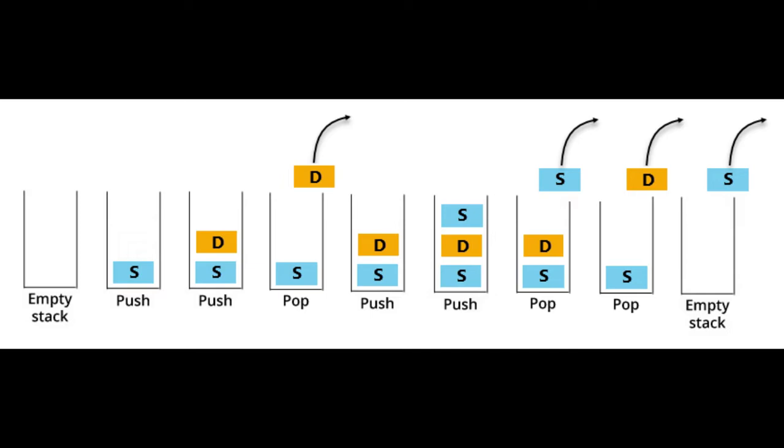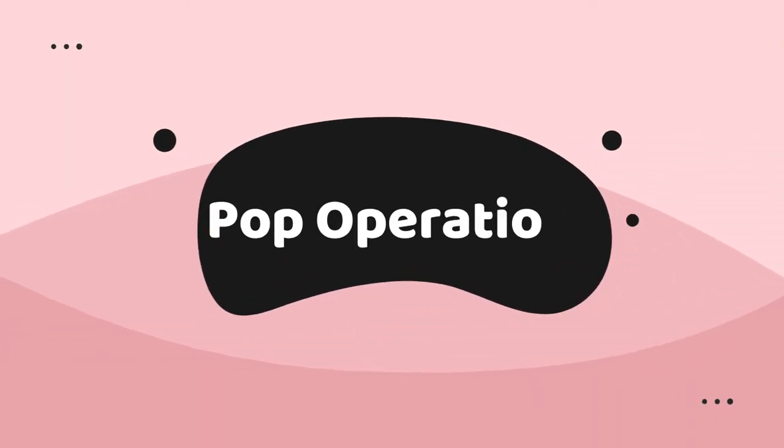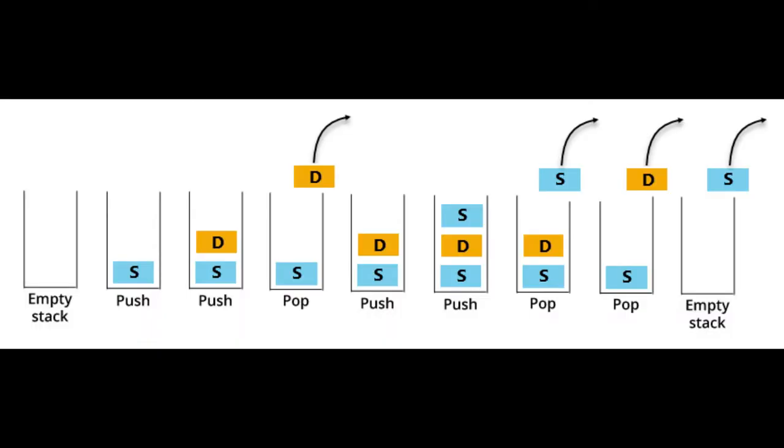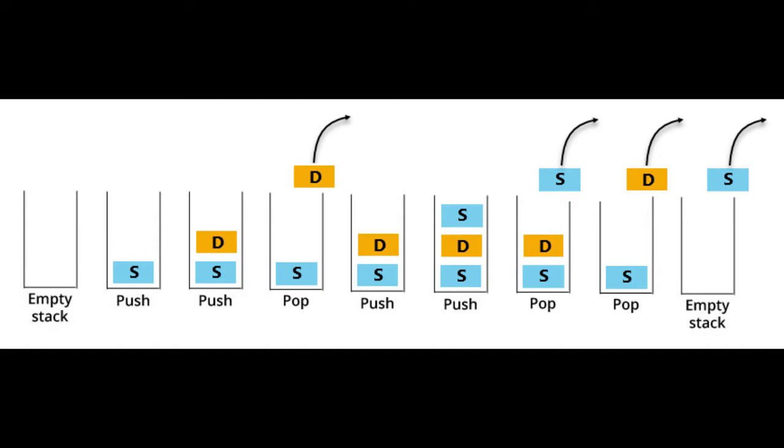Another primitive operation is pop. Pop is the process of deleting or removing an element from the top of the stack. After every pop operation, the top of the stack is decremented by 1. If there is no element in the stack and the pop operation is performed, then the stack underflow condition occurs. Again, you need to have a way to handle stack underflow condition.